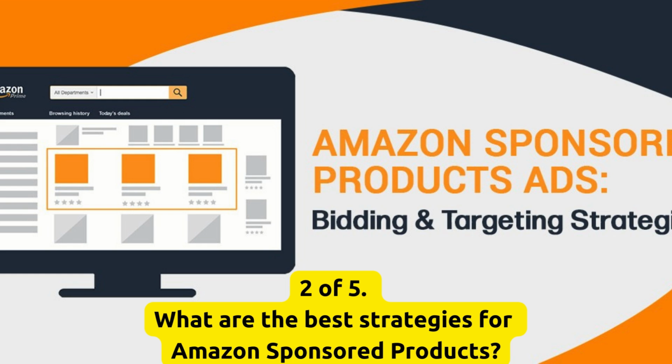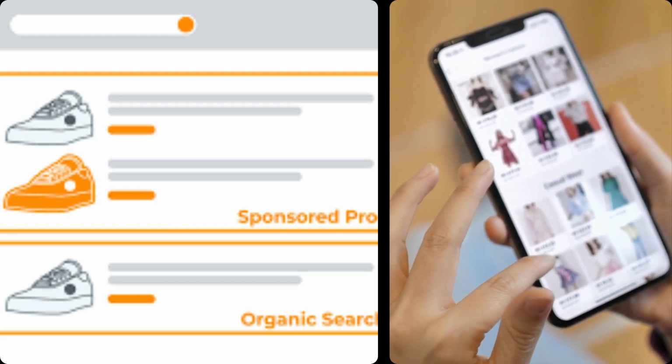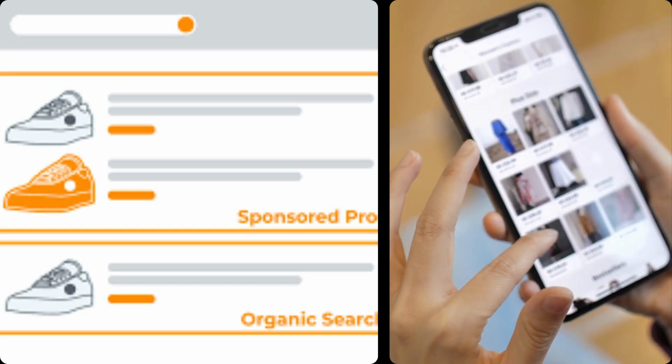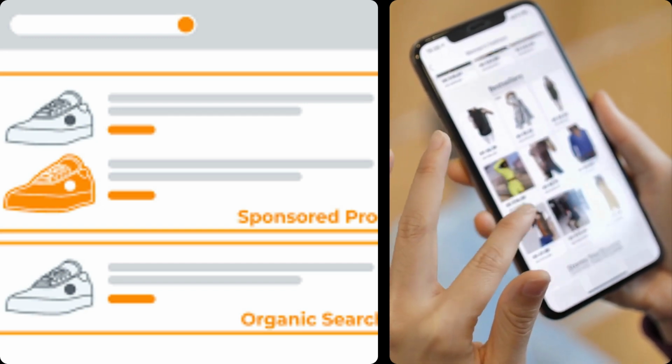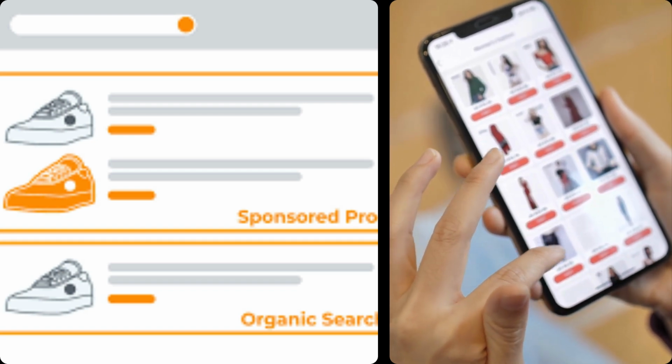2. What are the best strategies for Amazon-sponsored products? Amazon-sponsored products are ads that appear in search results and on product detail pages. To maximize their effectiveness, focus on keyword research and bid management. Use both automatic and manual targeting to find the best keywords for your product.